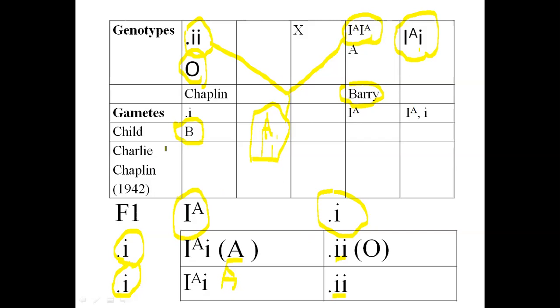So what was the child's blood group? B. So in this case, what do you think? Does it fit here? No. So this was the first time that blood groups were tested in such a case, where a very famous person's blood group was tested. This blood group testing showed that the child does not belong to Charlie Chaplin.